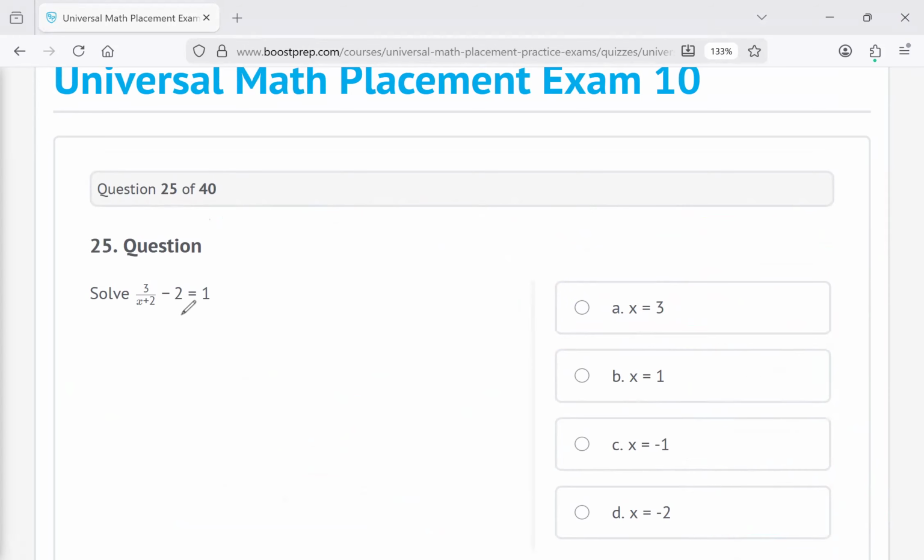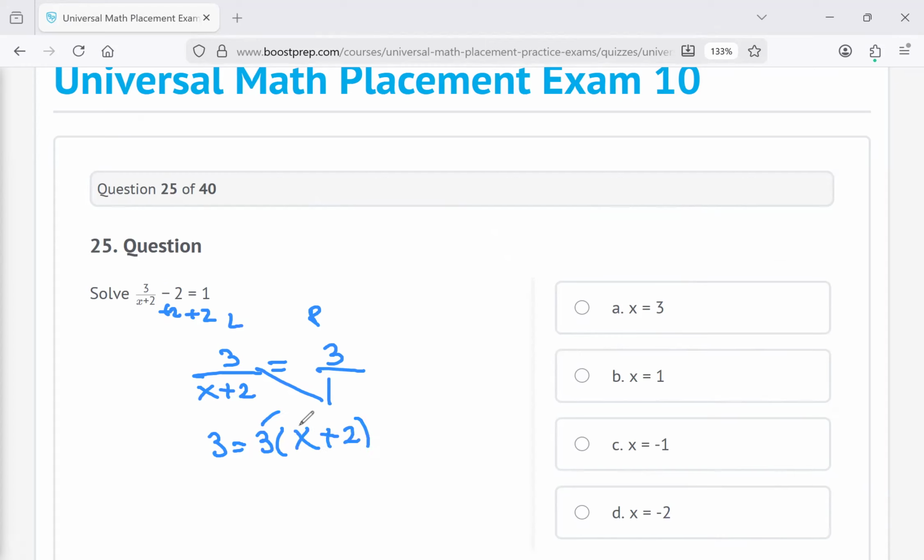Okay, question 25. We have 3 over x minus 2 equals negative 1 minus 2. Before I move this negative 2 to the right, I'm going to add 2. So you have 3 over x plus 2 equals 3, or 3 over 1. Then I'll cross multiply, because you only have two sides, the left and the right. So 3 times x plus 2. 3 times x is 3x, 3 times 2 is 6.